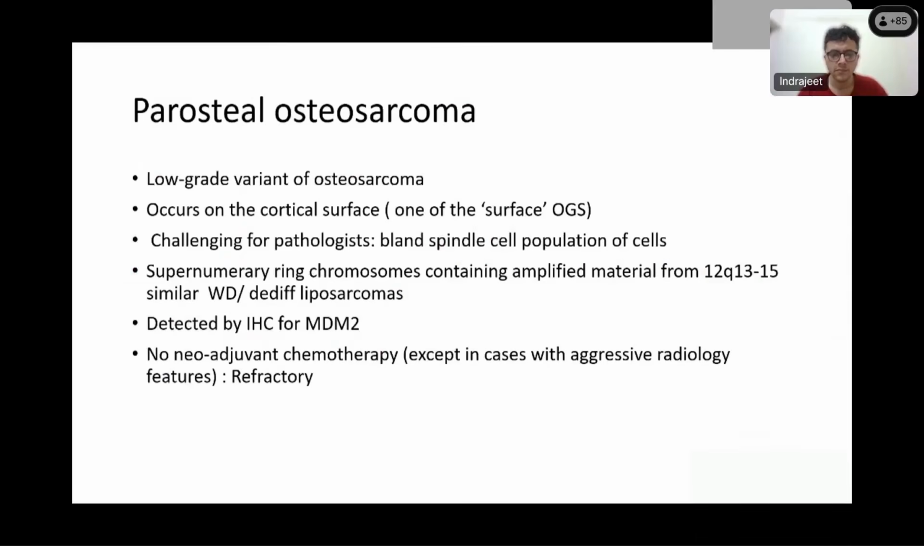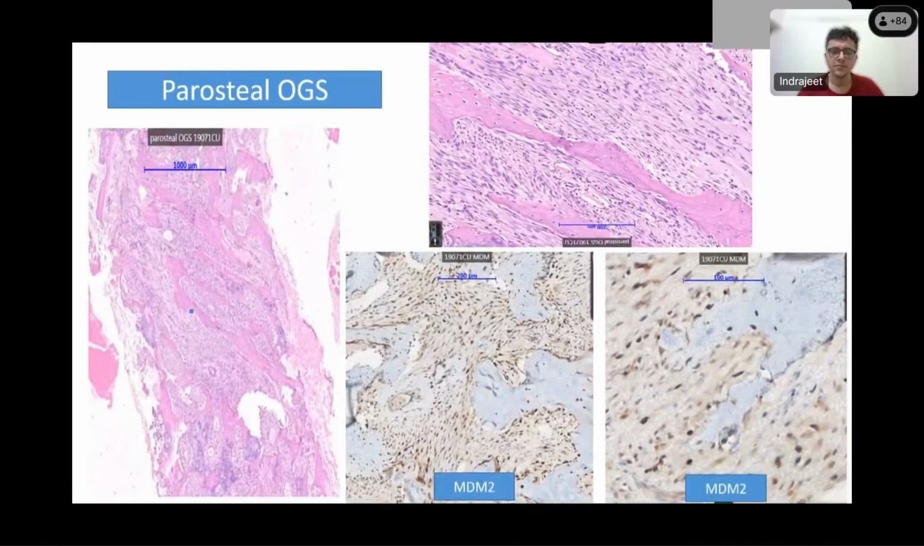Okay, so this is nevertheless a low-grade variant of osteosarcoma, happens on the surfaces of the cortical bone or the cortex of the bone. It is very challenging for the pathologists because they are bland spindle cells. They are associated with MDM2 amplification. The impact of this diagnosis to the patient is that these patients usually do not receive any neoadjuvant chemotherapy unless there are certain aggressive radiology features and medullary involvement. Otherwise, these tumors are refractory to chemotherapy. And the morphology is totally different from the conventional osteosarcoma.